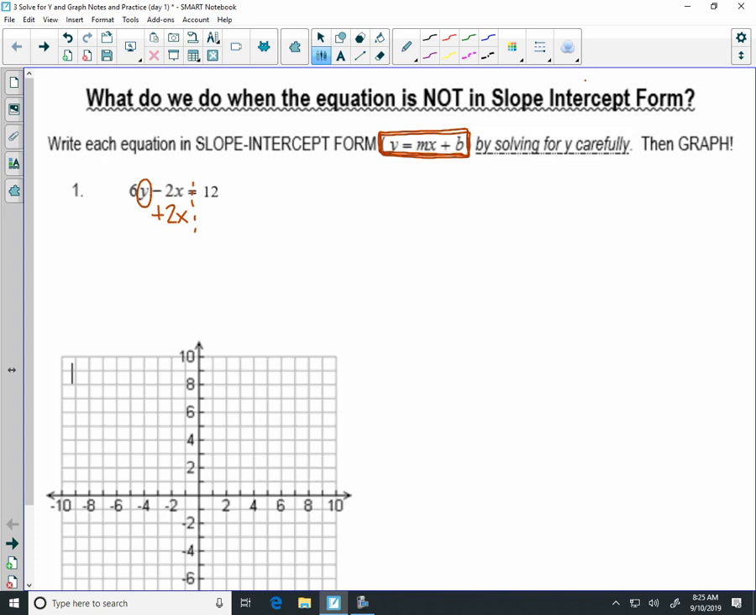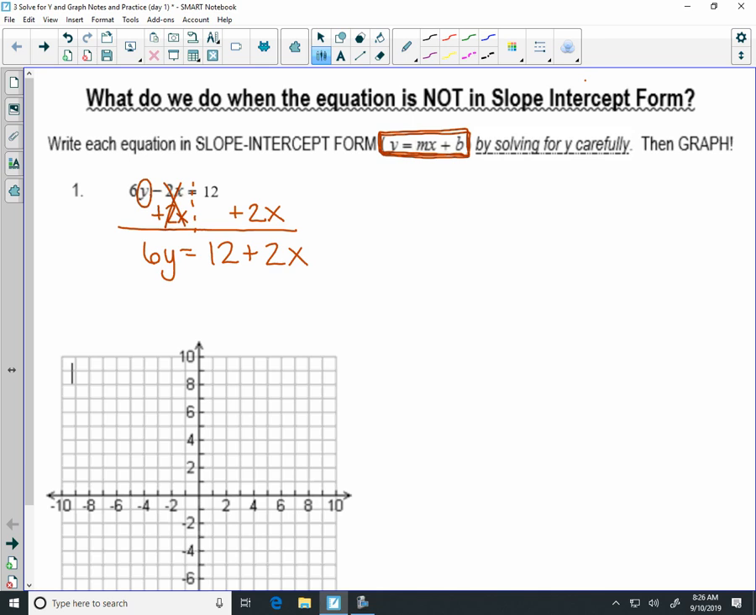Now is 2x a like term with 12? Heck no. If you made that 14x, now you're like totally sunk, so don't do that. I don't even line them up together like they should be like terms. I make sure that I make it easy for myself. 12 and 2x are not like terms because they don't have the same variable. They don't have the same exponent.